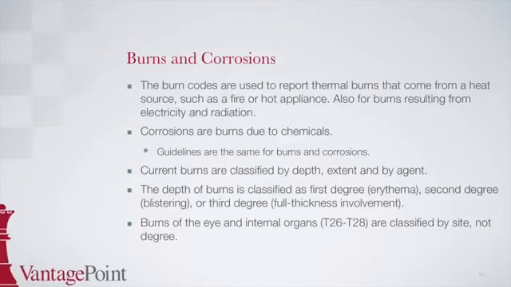This means that current burns and corrosions are classified by depth, extent, and by agent. Depth is classified into 3 degrees from least to most severe. A 1st-degree burn or corrosion is characterized by redness, while the 2nd degree is characterized by blistering, and the 3rd degree is characterized by full thickness involvement, meaning the burn/corrosion extends to all layers of the skin.